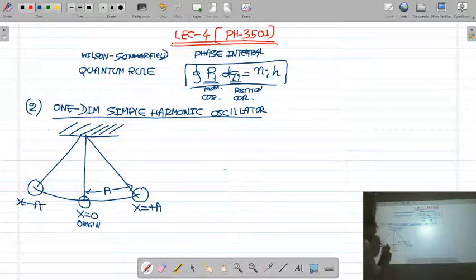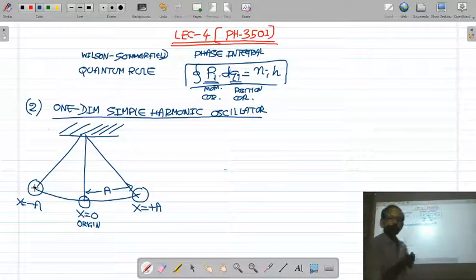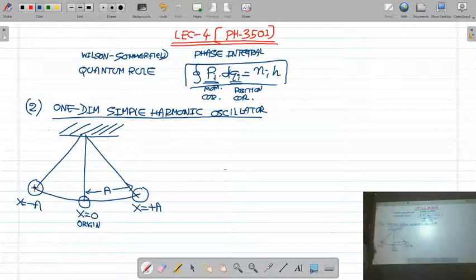So a is the maximum displacement of the oscillator from the equilibrium position on the right hand side and left hand side. The right hand side endpoint is denoted by plus a, the left hand side endpoint is minus a. Now we want to find out the energy of this simple harmonic oscillator using the phase integral, using the Wilson-Sommerfeld quantum rule. A simple harmonic oscillator is a periodic system because it is repeating its motion about the equilibrium position.